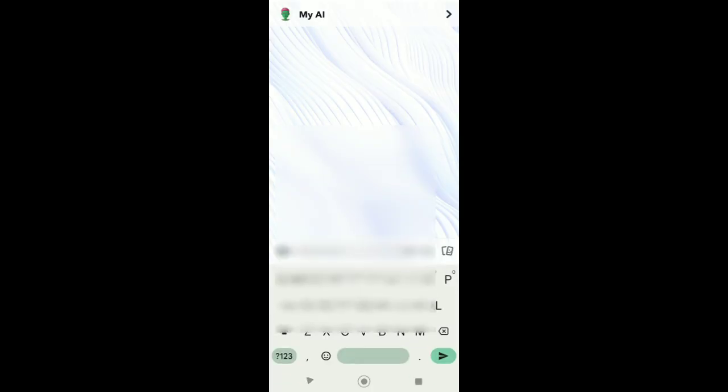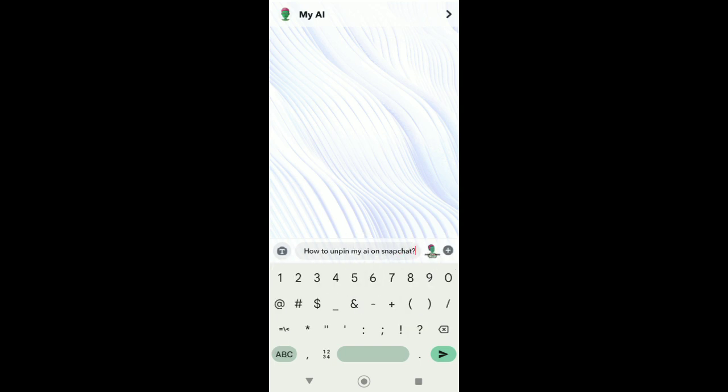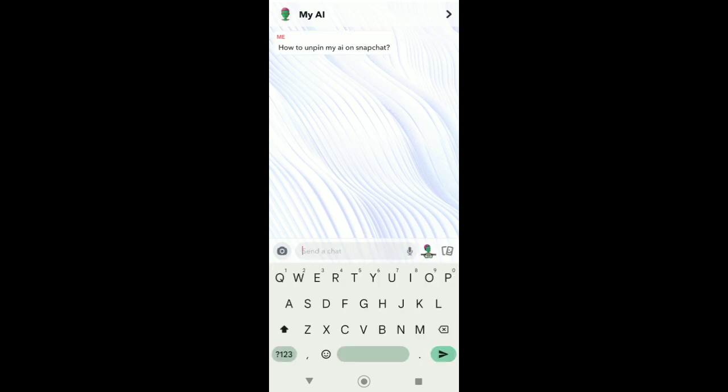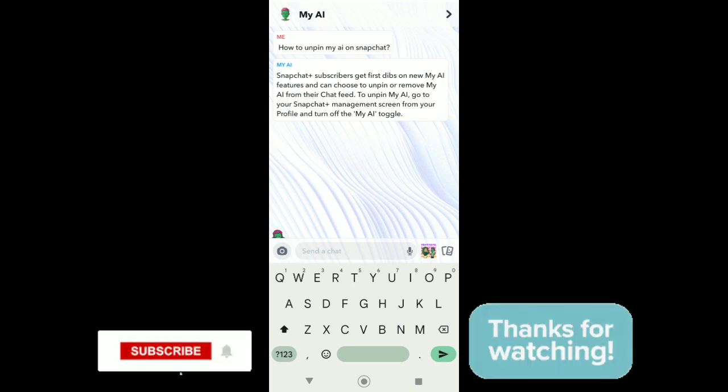And so now, we try to ask My AI how we can unpin My AI on Snapchat and see what its answer is. And here, as we can see, we need to have Snapchat Plus. So we need to sign up for an account on Snapchat Plus.